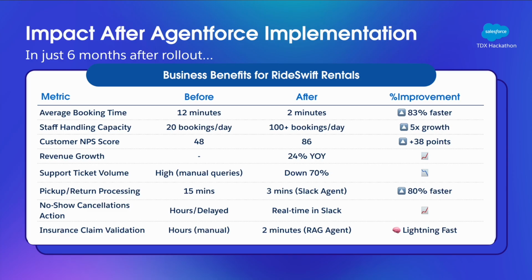Let's talk about some stats now. In just 6 months after rollout, you can see the before and after metrics on the screen. The booking time, capacity, and NPS score have increased, while the growth volume, return processing, cancellation, and insurance claim validation time have been reduced from hours to 2 minutes.